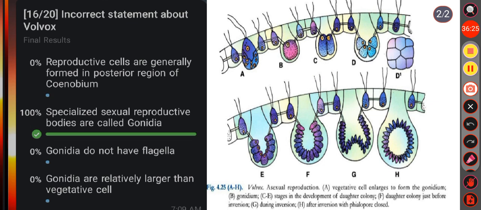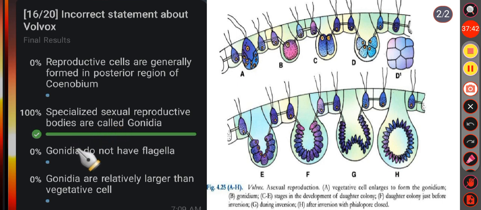These special reproductive cells gradually push back into the colony, withdraw their flagella, increase 10 times the size of the vegetative cells, and become more or less rounded in form. They are recognized by their well defined nuclei and dense granular cytoplasm. Such reproductive cells are called gonidia, right? So gonidia are asexual reproductive bodies. So here option B is the incorrect statement.